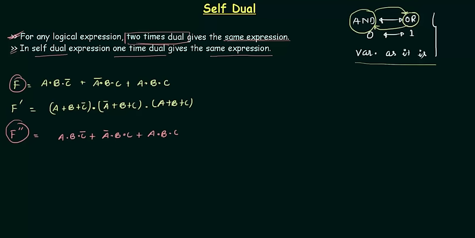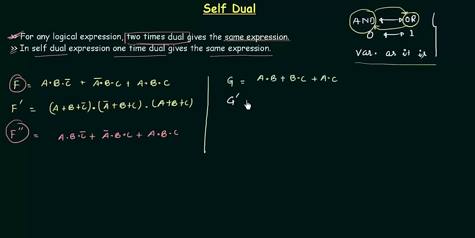Now we will solve for self-dual. Let's start the problem number 2, in which we will take the dual 1 time and we are going to have the same expression. We will call the function g, and it is equal to a and b, or b and c, or a and c. So this is what we have, and we are going to take the dual only 1 time, and let's see if we have the same expression or not.